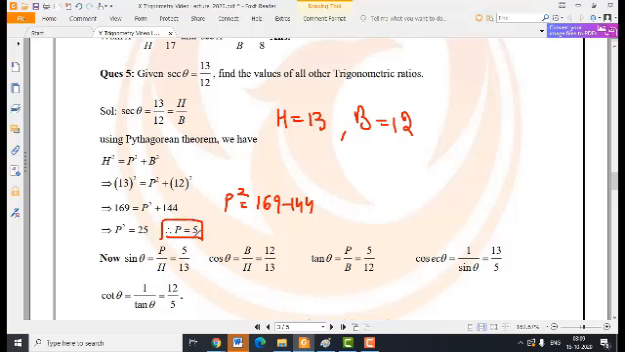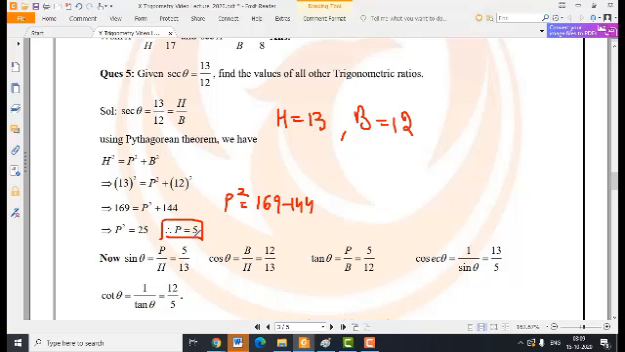Now using Pythagoras we obtained the value of p as 5. Now the last step is to find the values of all the other ratios. Sin theta is perpendicular upon hypotenuse. Perpendicular is 5, hypotenuse is 13, so the ratio is 5 by 13. Cos theta is base upon hypotenuse, that means 12 upon 13. Tan theta is perpendicular upon base, which means 5 upon 12.